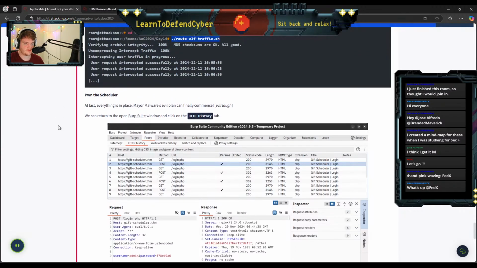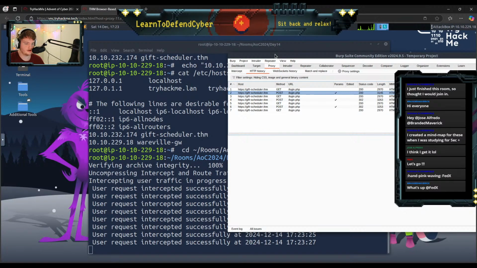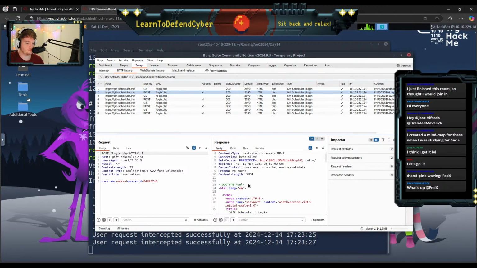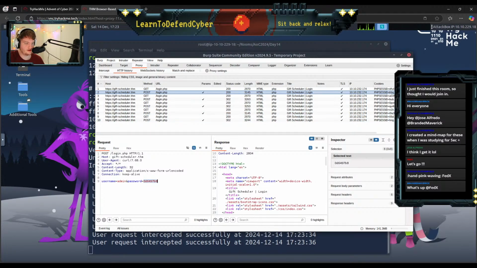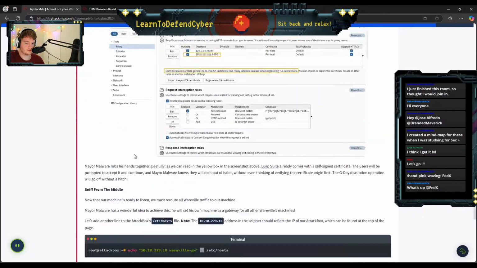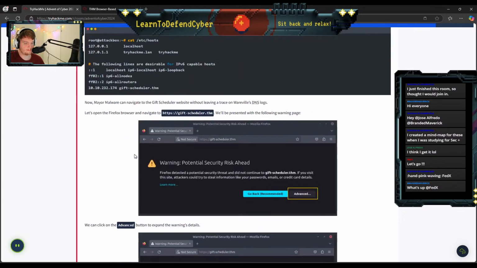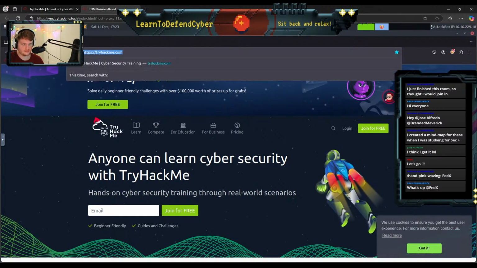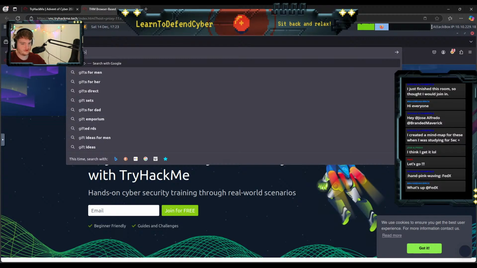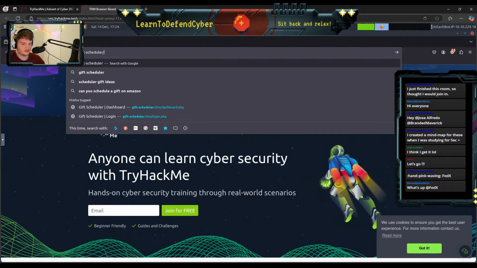So, because we are in the middle and we can see this traffic, we can go to these post requests and we can probably look at them and see some creds. Yep, admin and the password. I have the password for the admin. So we'll copy this and we'll go back to that site we have. I'll have to grab the domain name for that again. What do they call it? giftscheduler.thm. So we'll type that in. If I can type.